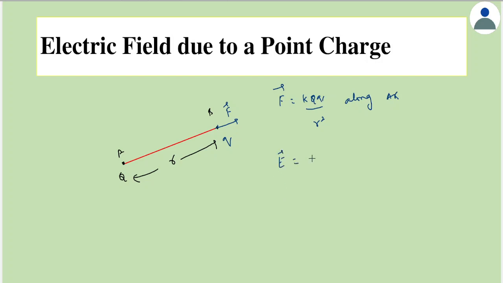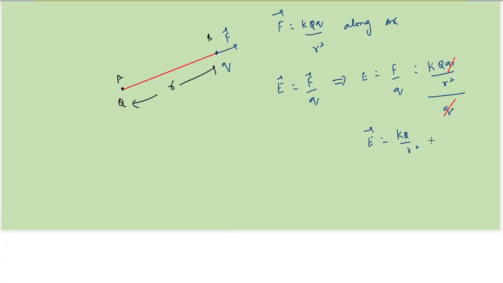Electric field was defined mathematically as the force by the charge we're placing, that's the test charge, so F by small q. In terms of magnitude, you can write E is equal to F by q, that is equal to K capital Q small q by R square, the whole by small q. So from this, small q gets cancelled, and what remains would be E is equal to K Q by R square. In vector form, if you want to give direction to it, this is along AB because it is radially outwards. This is the expression for electric field due to a point charge, where, just to recap, K is equal to 1 by 4 pi epsilon naught.